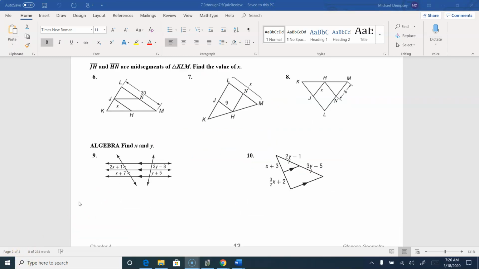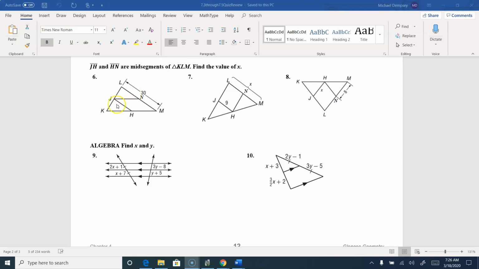Okay, in 6, 7, and 8, we have a new term that we looked at, which makes a lot of these problems a lot easier for us. It's the mid-segment. Okay, so they tell me that JH and HN in both of these are mid-segments. So JH is a mid-segment. HN is a mid-segment, and then here we have JH and HN. Okay, I don't have an HN over here. But the thing with the mid-segment is there's a couple things that happen. It connects midpoints, first of all, right? So if I take a midpoint of this side and a midpoint of this side, there's a couple of results from that.